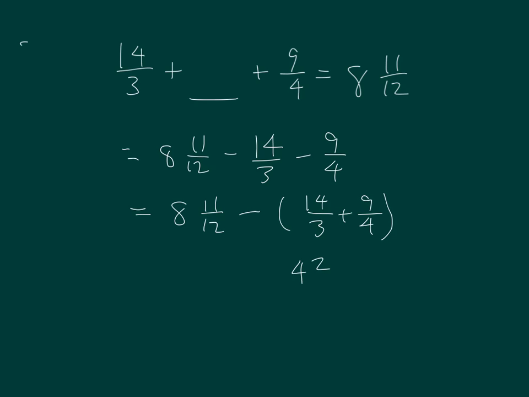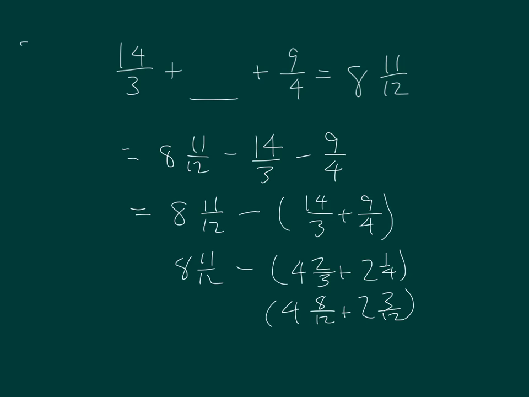14 thirds is equal to 4 and 2/3. 9/4 is equal to 2 and 1/4. That's equal to 4 and 8/12 plus 2 and 3/12. So that's 6 and 11/12 that I'm subtracting there. So I have 8 and 11/12 minus 6 and 11/12, which is equal to 2. So what's missing there is 2.